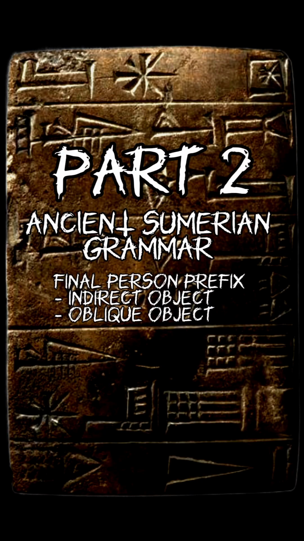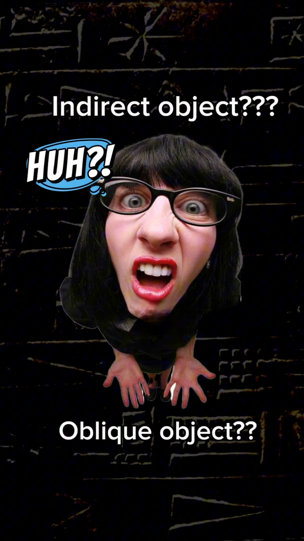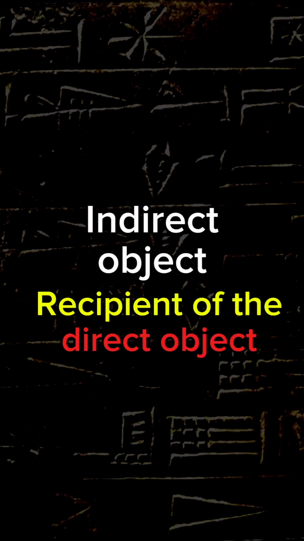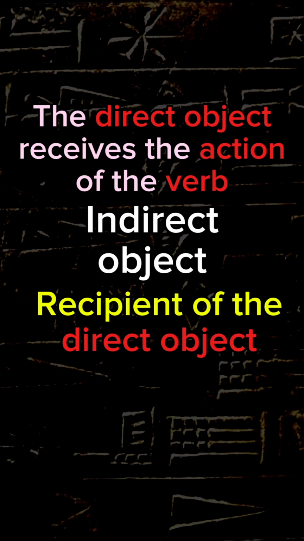Continuing with Sumerian grammar, the final person prefix within the verbal chain, we're talking about the indirect object and the oblique object. So first of all, in English, what is the indirect object and the oblique object? First of all, the indirect object is the recipient or the thing that is affected by the direct object. So in English, it's fairly straightforward and simple.